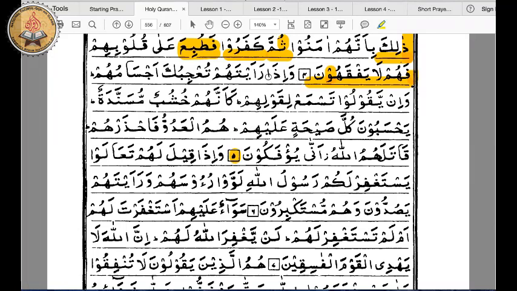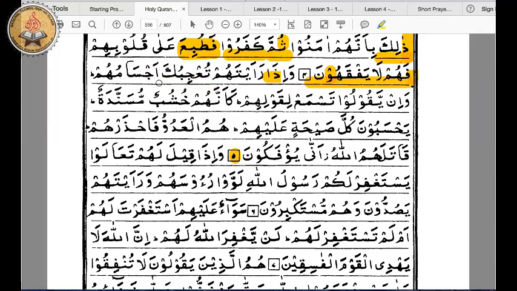وإذا رأيتهم تعجبك أجسامهم. Okay, so over here, as well, this is an alif madda, so we're prolonging 2 seconds. وَإِذَا. وإذا. Yep.